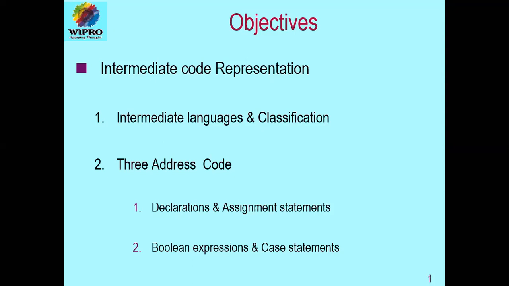So what is the objective? Intermediate code generation, representation, and intermediate languages, their classifications. And 3 address code is one of the widely used intermediate representations, and how to represent different programming language constructs using this 3 address code. For example, the declaration, assignments, arrays, pointers, everything. And going further, the Boolean expression, logical expression, how to represent all those things.